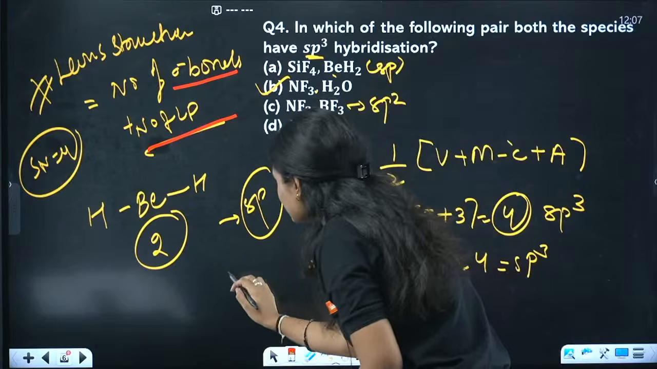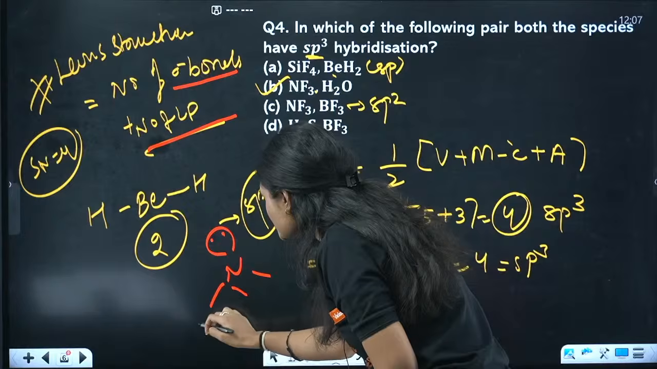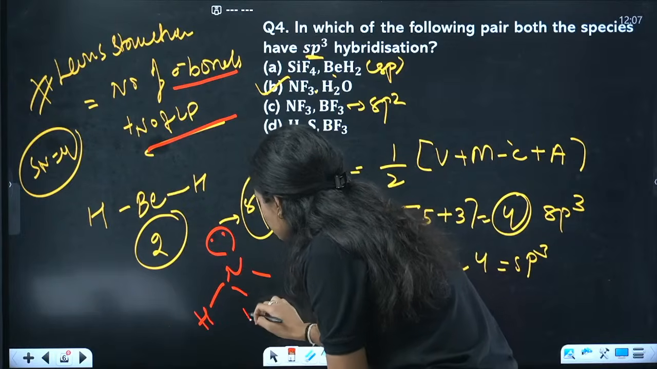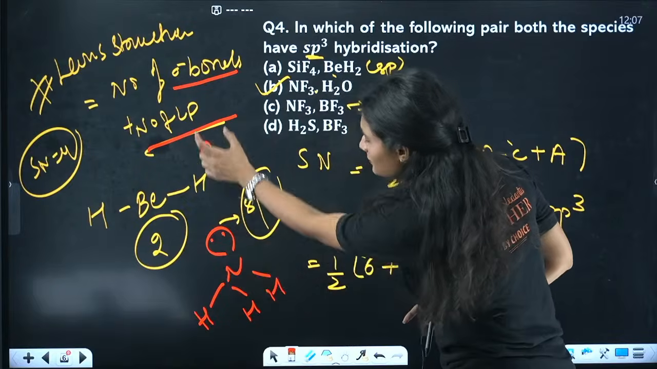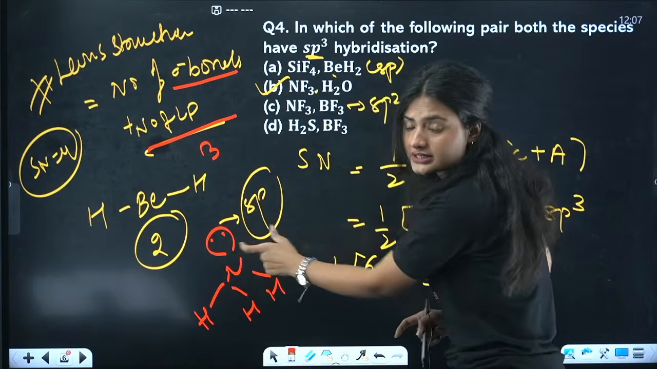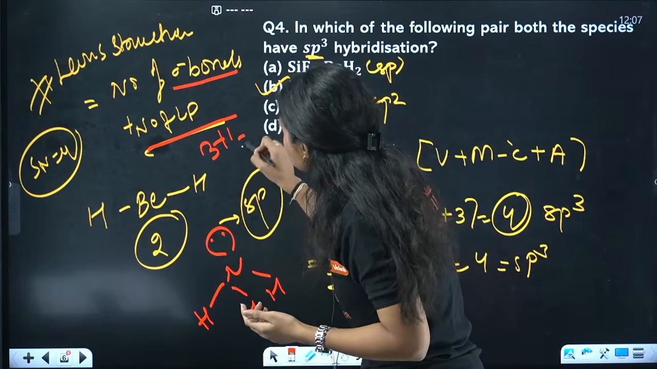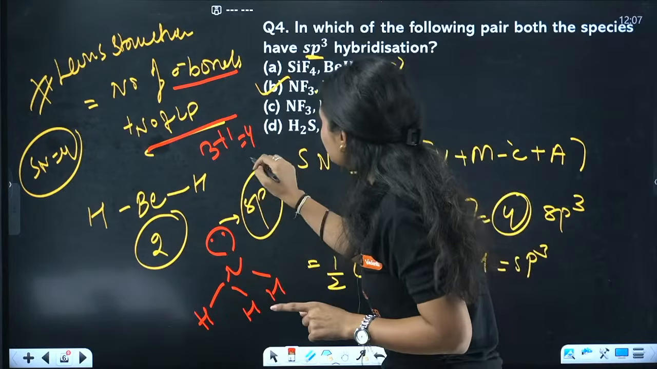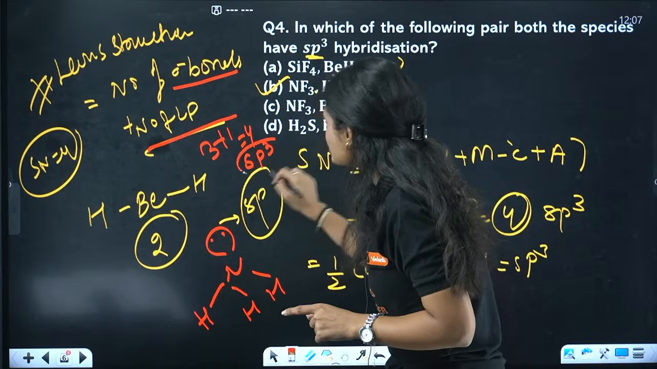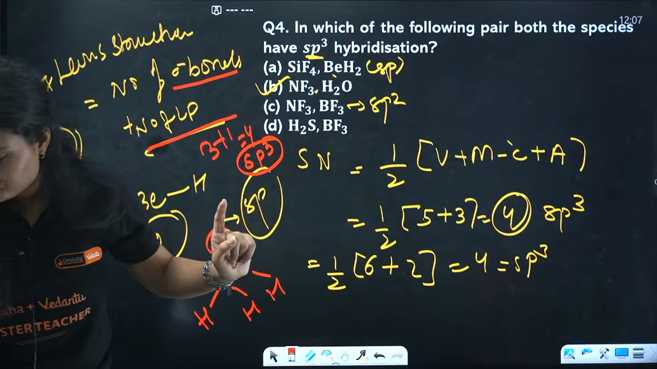For example, in the case of NH3, how do you calculate the hybridization? Very easy. Number of sigma bonds: 3 sigma bonds. Number of lone pairs: 1 lone pair. Electrons are 2 but the lone pair is 1, so 3 plus 1 is 4. Steric number 4 means 1s and 3p, so the hybridization is sp3. Okay, clear?